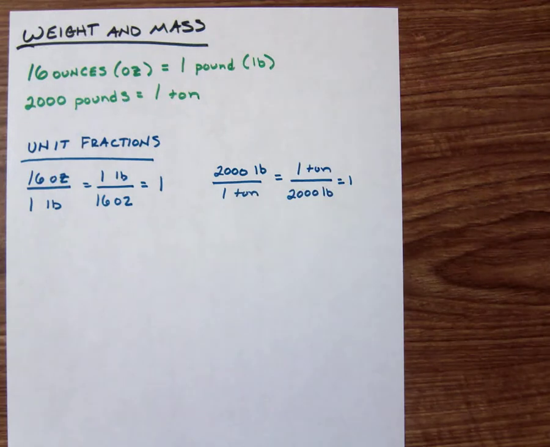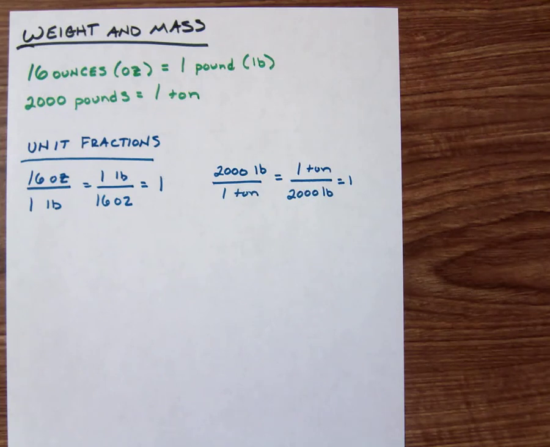So the next type of measurement we're going to talk about is weight and mass. And in the imperial system that we just discussed, there are really only a couple of measurements you need to be familiar with, and that is the ounces, the pound, and the ton. Ounce, pound, and ton are the three big ones. And I gave you the two most important unit fractions, which is that there are 16 ounces in a pound, and there are 2,000 pounds in a ton.